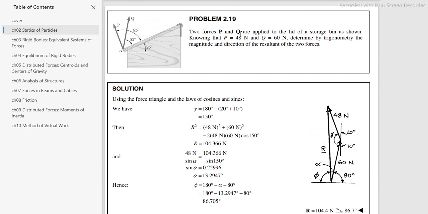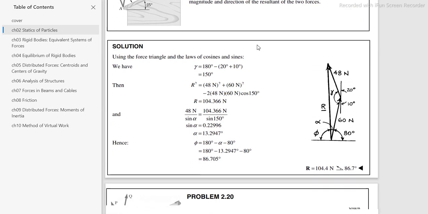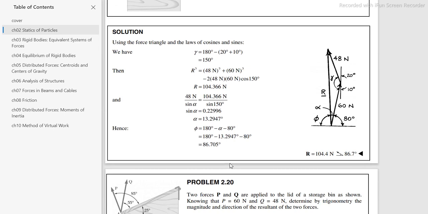Two forces P and Q are applied to the lid of a storage bin as shown. Knowing that P is 48 Newton and Q equals 60 Newton, determine by trigonometry the magnitude and direction of the resultant of the two forces P and Q. The magnitude and direction of these two forces, and here is the free body diagram and the solution is.